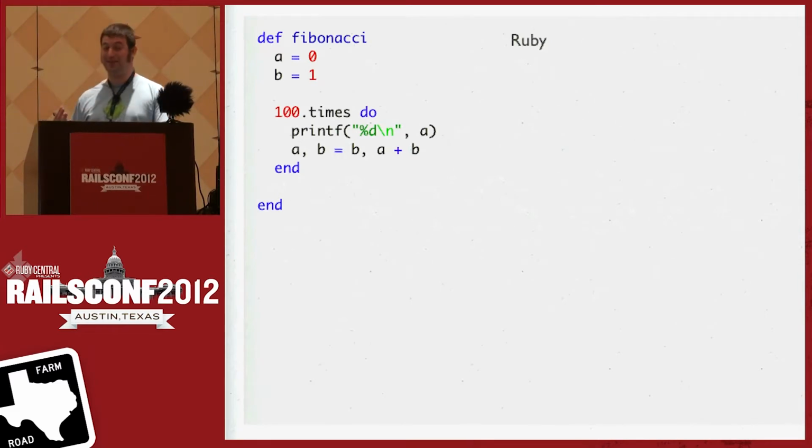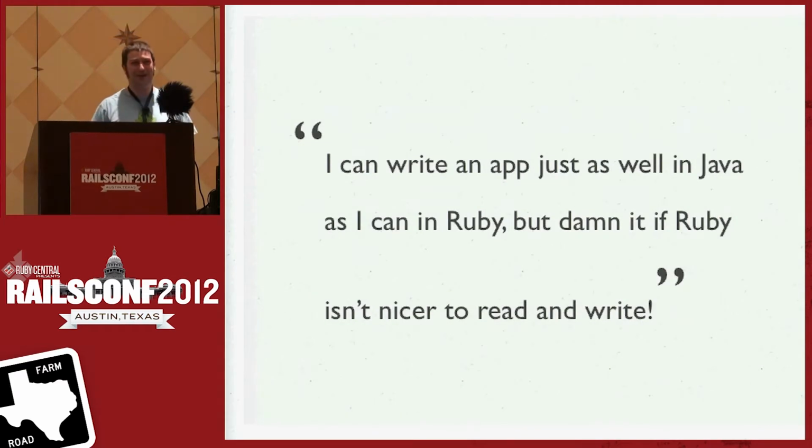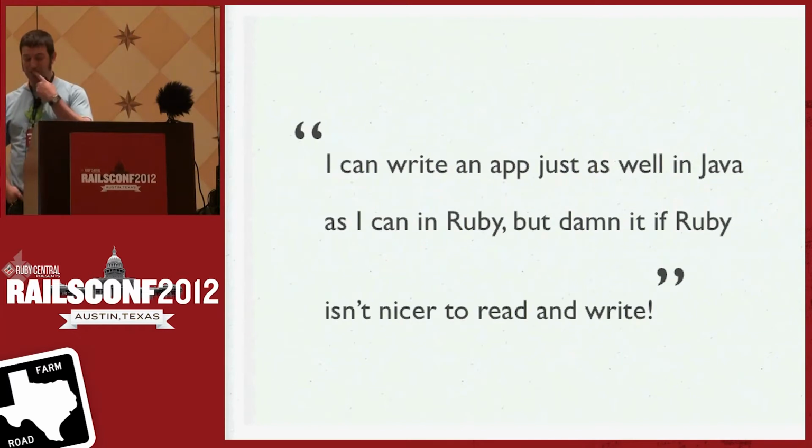Everything just works. Of course, back then I had to deal with deploying FCGI, but it kind of worked most of the time. But it was much better. It was a significant improvement. So back then, I could write an app just as well in Java as I can in Ruby. And nowadays I couldn't write an app in Java to save my life.